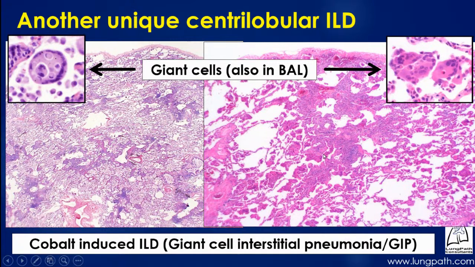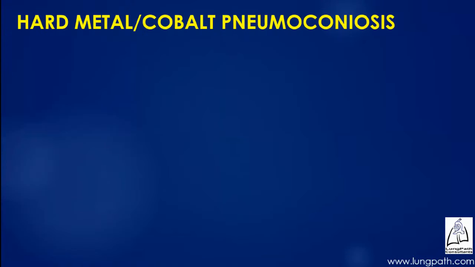This is what was originally called giant cell interstitial pneumonia. We now recognize it as an interstitial lung disease related to cobalt, hence a form of pneumoconiosis, although it's not really a dust, it's an allergic reaction, a hypersensitivity reaction to the cobalt itself. Giant cell interstitial pneumonia, a unique centrilobular interstitial lung disease. Hard metal pneumoconiosis is another name for that because many of the exposures are due to hard metal, and hard metal has cobalt in it as part of the process to make hard metal.